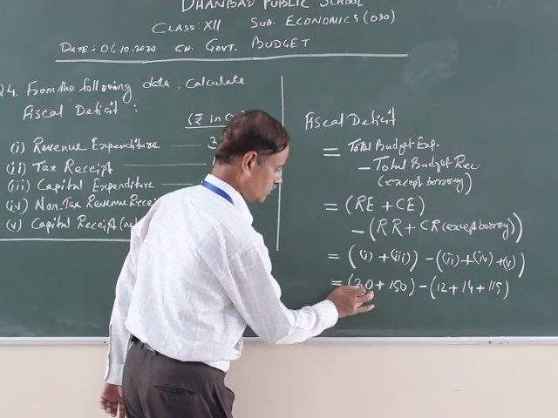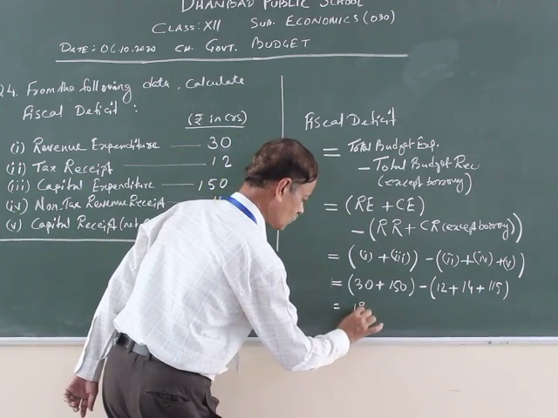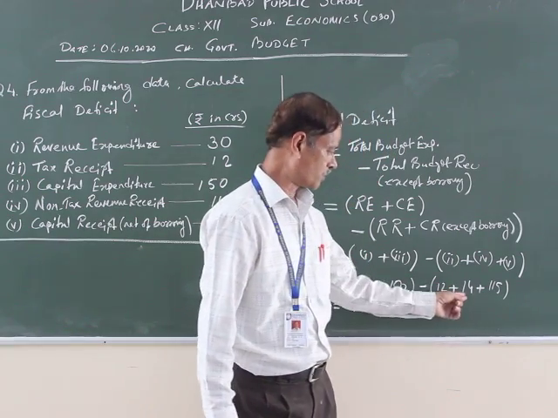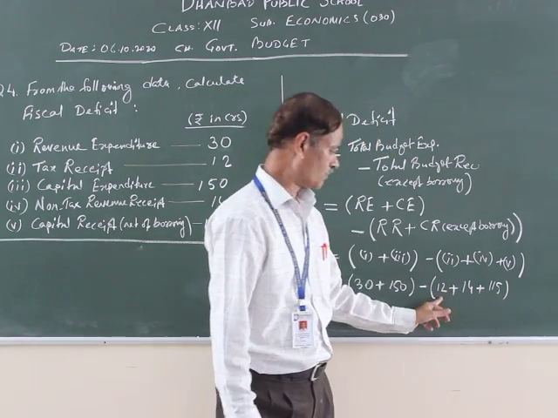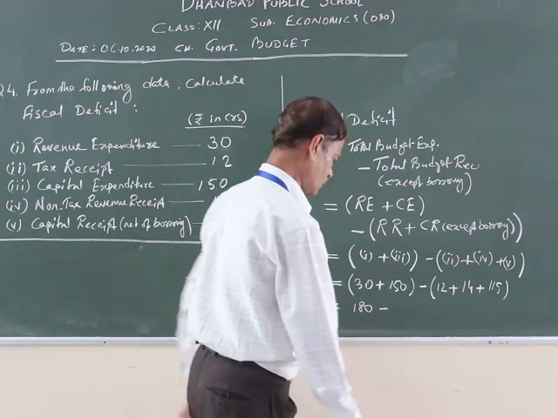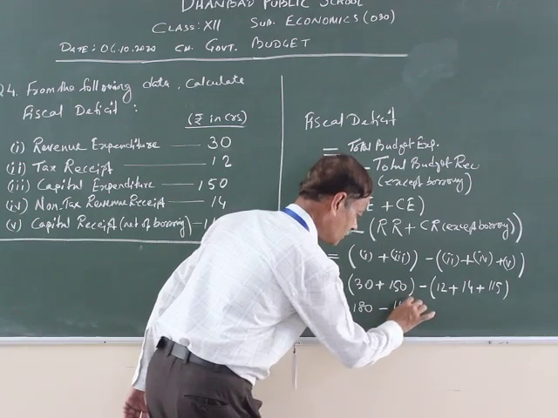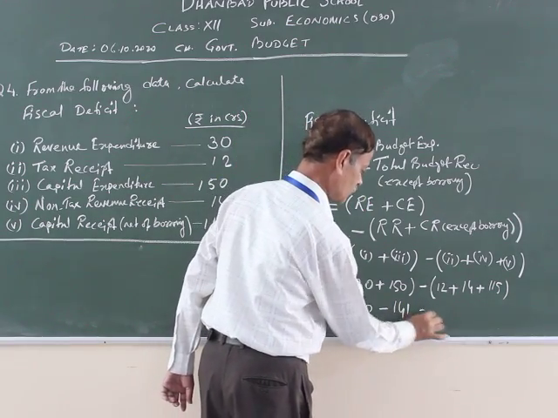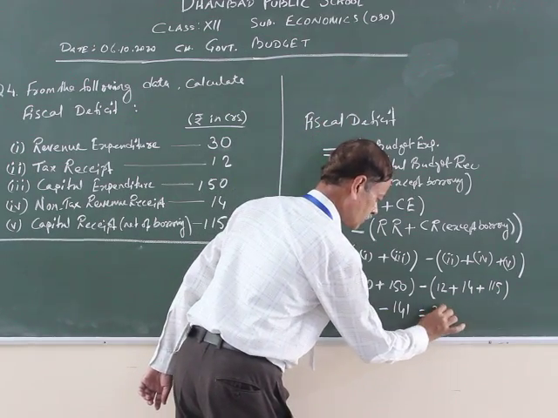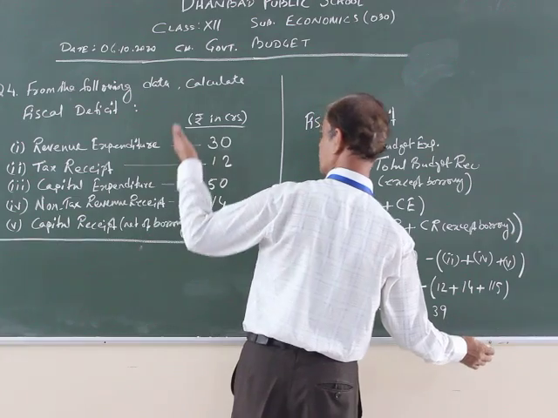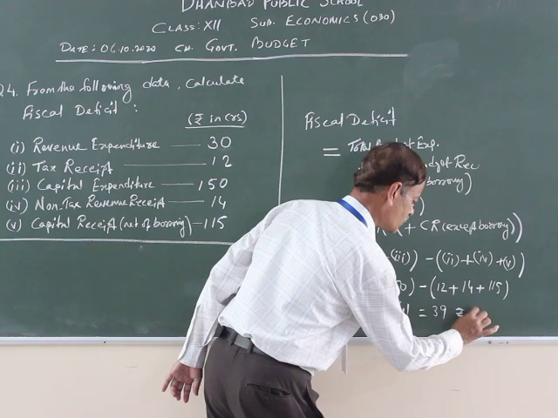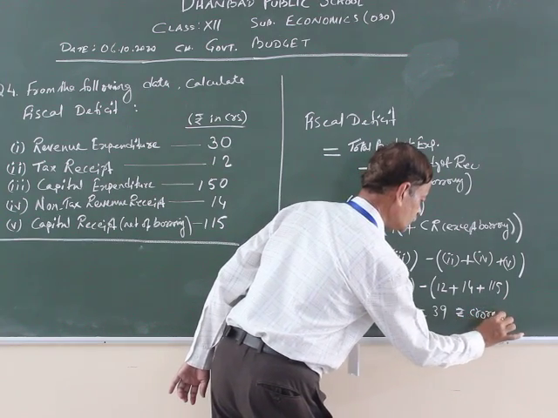Simplify this. 30 plus 150, that is 180, minus 12 plus 14 plus 115. 12 plus 14 gives us 26. Then 115 plus 26, which is 141. So this comes to 180 minus 141. It is 39. And the amount is given in rupees crores, so this much rupees crore.